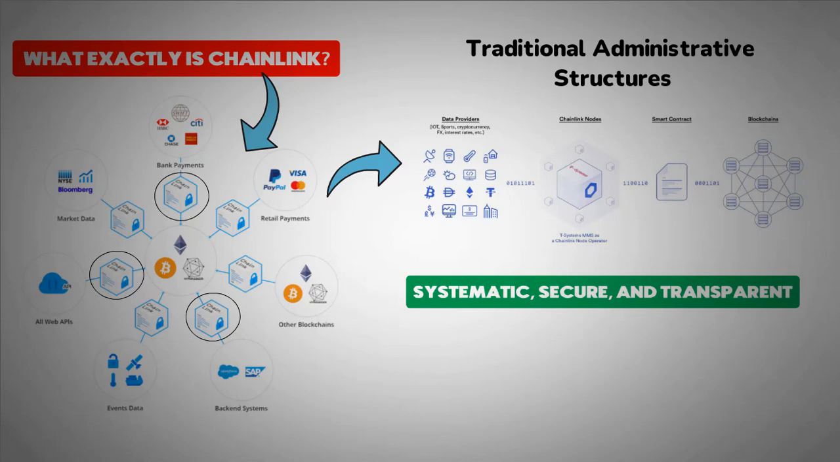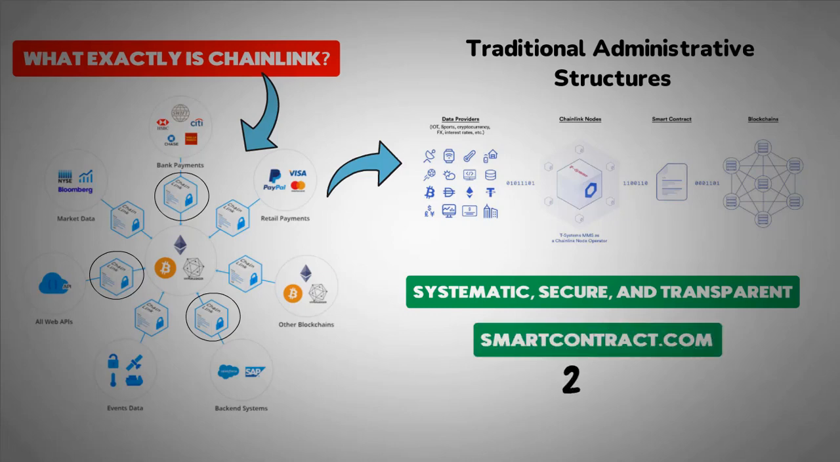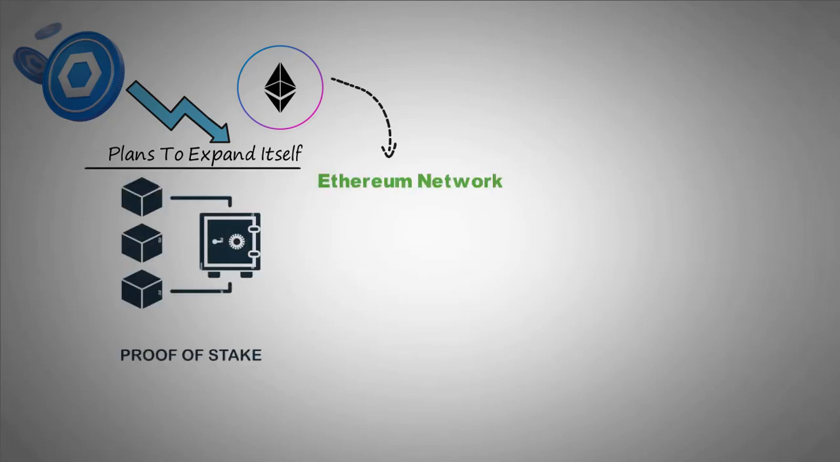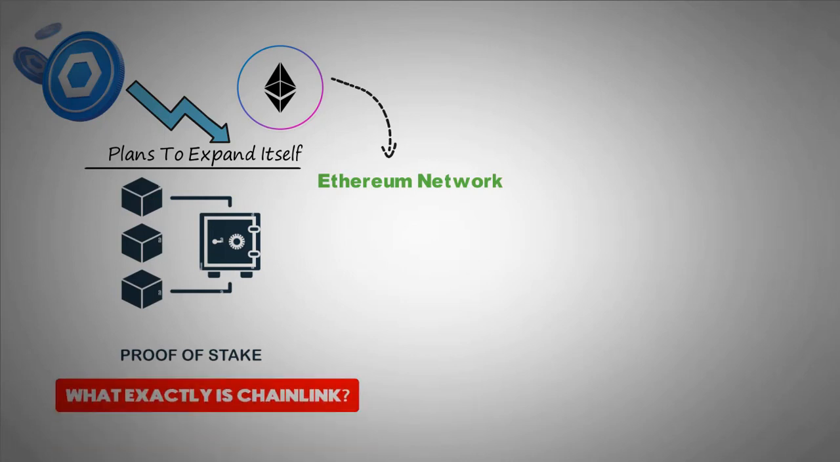Designed by smartcontract.com and launched in June of 2017, Chainlink has continued to deliver on its promises with even more plans to expand itself outside of just the Ethereum network. But in the meantime, Chainlink remains an Ethereum-based network secured by a proof-of-stake consensus algorithm. But still, how does Chainlink work?